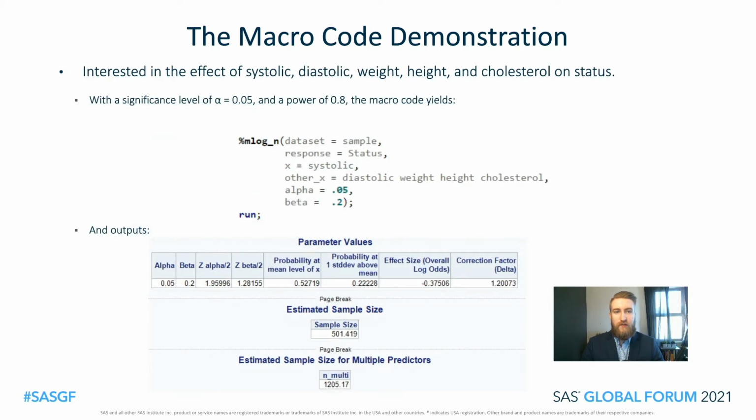So let's say we wanted to build a multiple binary logistic regression model, so we want to look at more variables. If we wanted to include the effect of systolic blood pressure, diastolic blood pressure, weight, height, and cholesterol on predicting status, and use the same alpha and power, our code is going to look like this. Now other x is not equal to 0. We're including the other predictors. It's going to output all the same stuff, except this time it's going to give us the regular sample size for the simple case, as well as the estimated sample size for having multiple predictors.